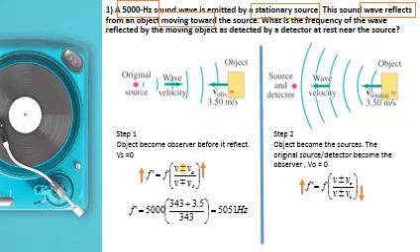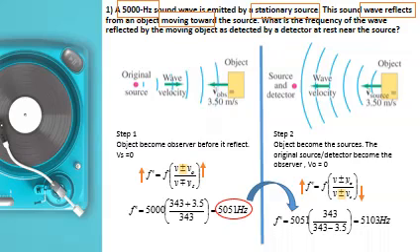Now substitute the values. But now we are not going to use the original frequency 5,000. Instead, we are using the f prime from step 1, which is 5,051. Substitute: 343 divided by 343 minus 3.5. Therefore, you get 5,103 Hz.